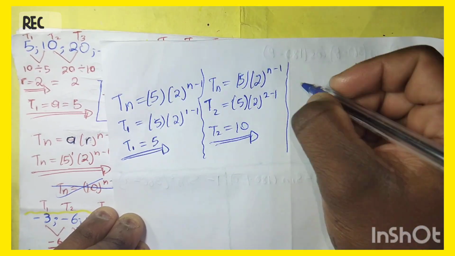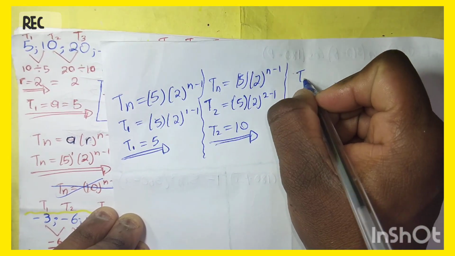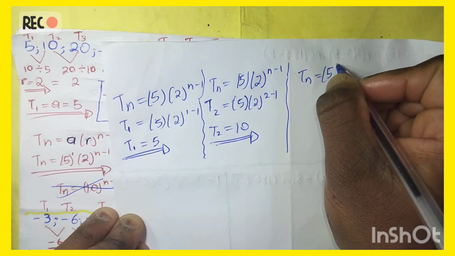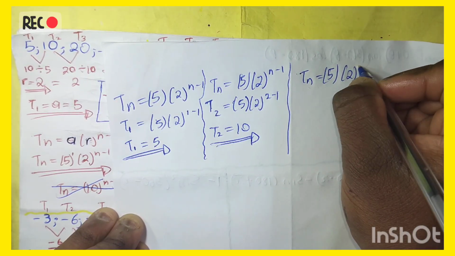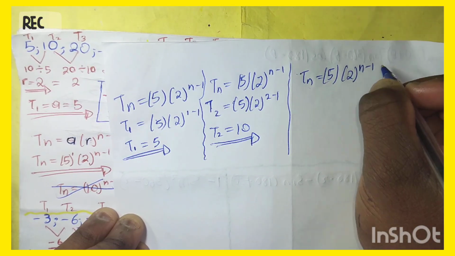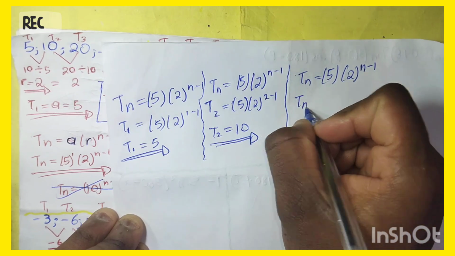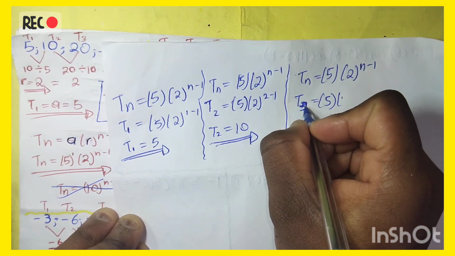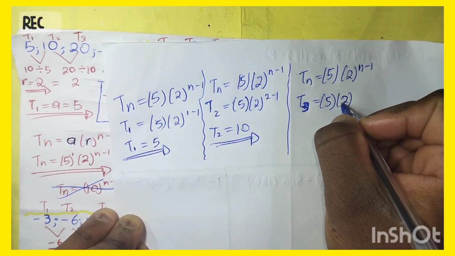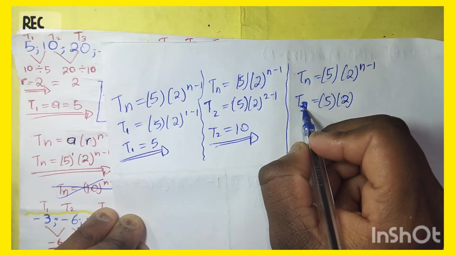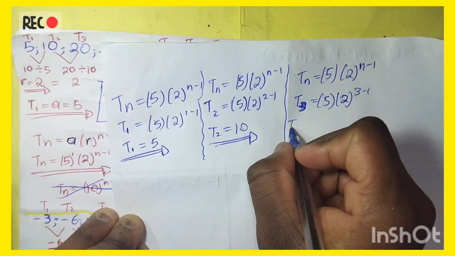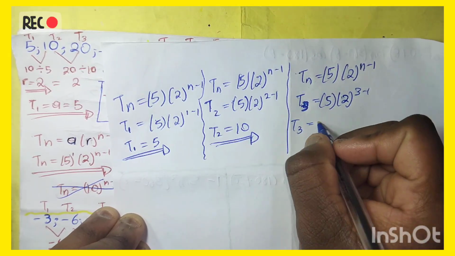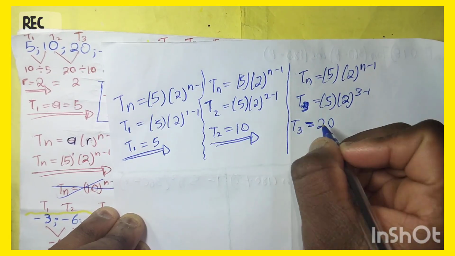Then coming now to the third term, this is the main equation. My main equation is like this, n minus 1. So now what I can do is substitute here. Where there is n, I'll put 3, something like this. Then I will manage to get the value 20 there.